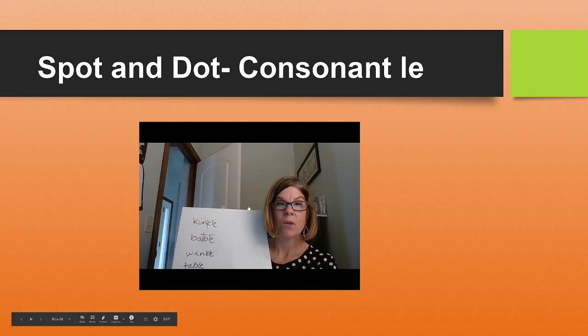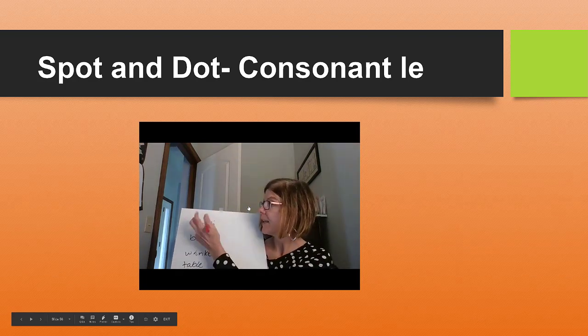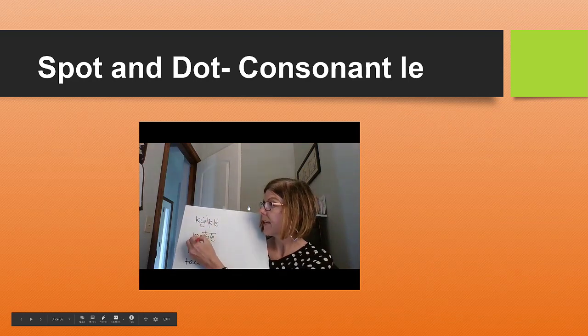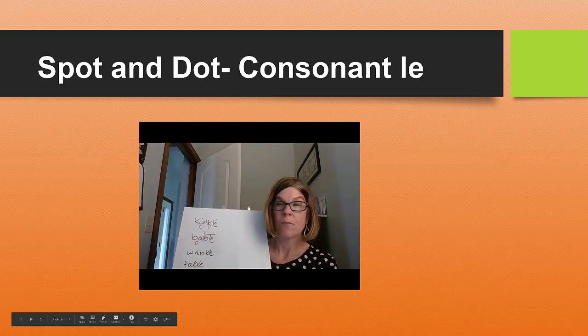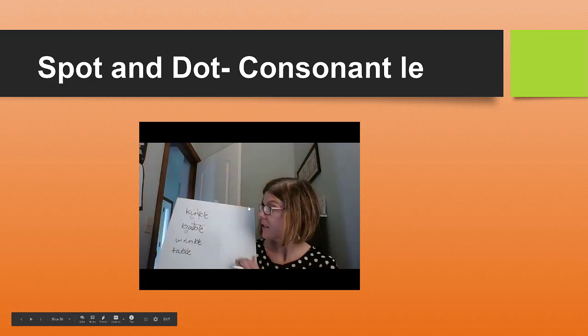Now, notice that when I'm working with the consonant LE, I can have a closed syllable, or I can have an open syllable immediately preceding the consonant LE. So I can have long and I can have short vowels. So let's look at this word.